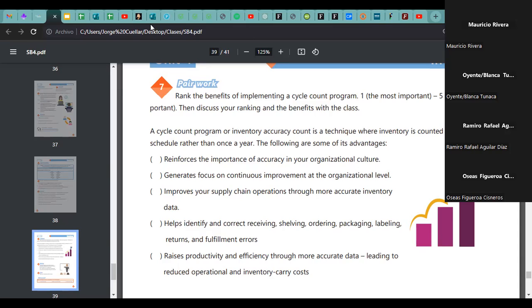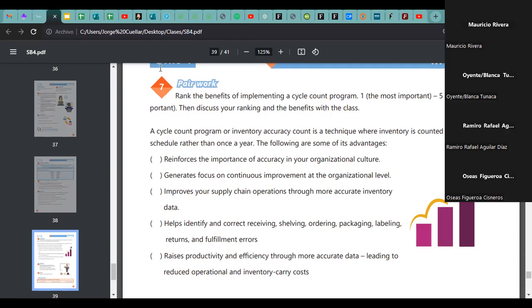What is number two in your opinion, everybody? Any other person that wants to share number two? Helps identify and correct receiving, shelving, ordering, packing, labeling, returns, and fulfillment errors. That is very important as well. Yeah, because when you count, you identify where is the error so you can correct the processes. So this is one of the most important, definitely. Very good. What about number three?